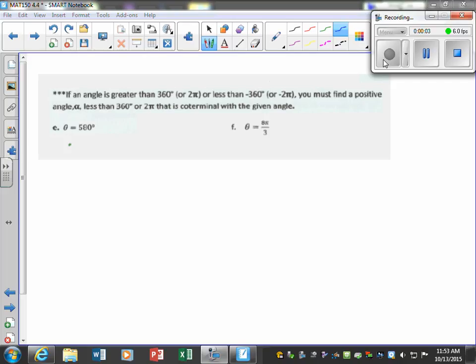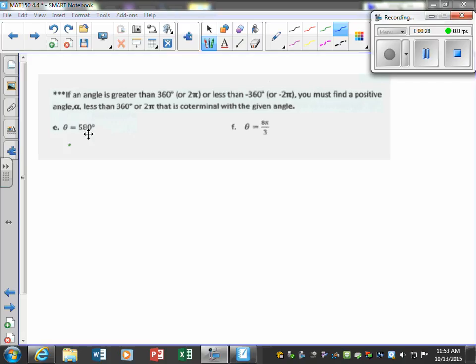Okay, so we pick up here, and on the last problem we applied that, but if an angle is greater than 360, or 2 pi, or less than negative 360, or negative 2 pi, we basically find a coterminal angle first, and then we find our reference angle. That's what we did in that last problem that we almost forgot about. Okay, so let's see some practice.